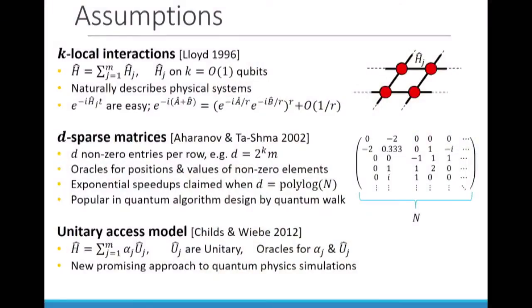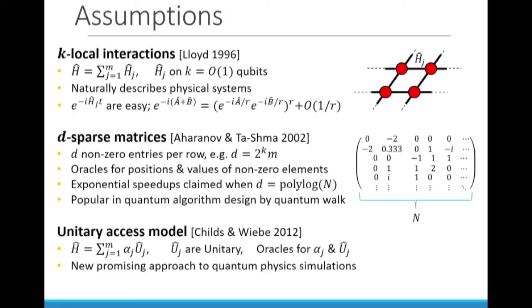So since this now could in principle contain exponentially many numbers, we need a quantum way to provide information on this matrix. This is commonly done by assuming access to oracles that compute the positions of non-zero column indices and also another oracle that provides the value of these non-zero elements. So one reason why this is a popular model is because it is commonly used in the design of quantum algorithms based on quantum walks and can sometimes be used to claim exponential speedups when d is polylogarithmic in the dimensionality, such as in QRSP for matrix inversion.